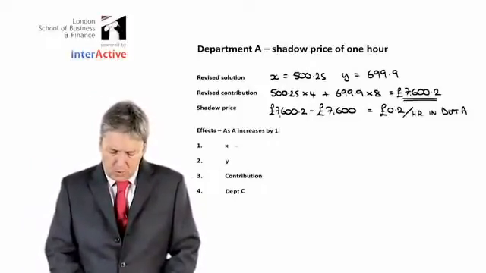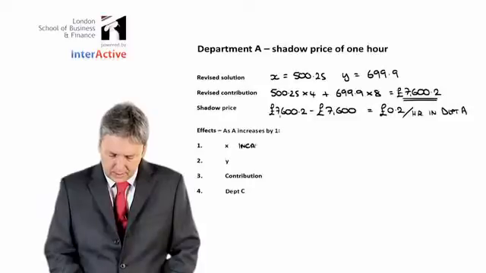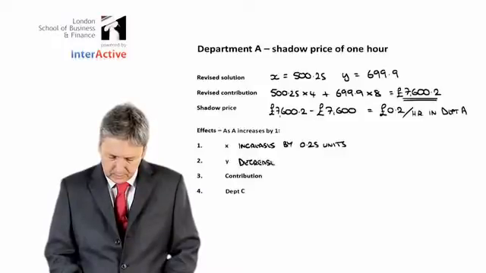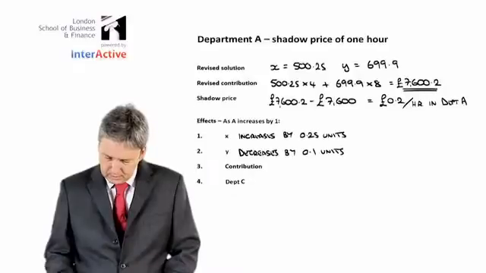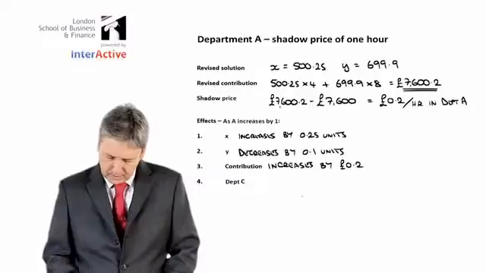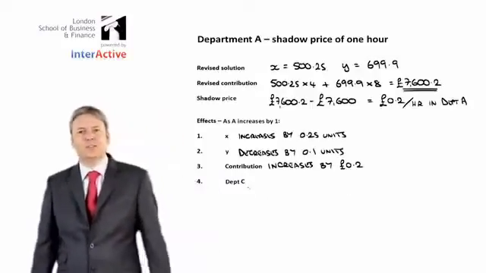As A increases by 1, X increases by 0.25 units. Y decreases by 0.1 units. Contribution increases by 20 pence. And what happens to Department C?